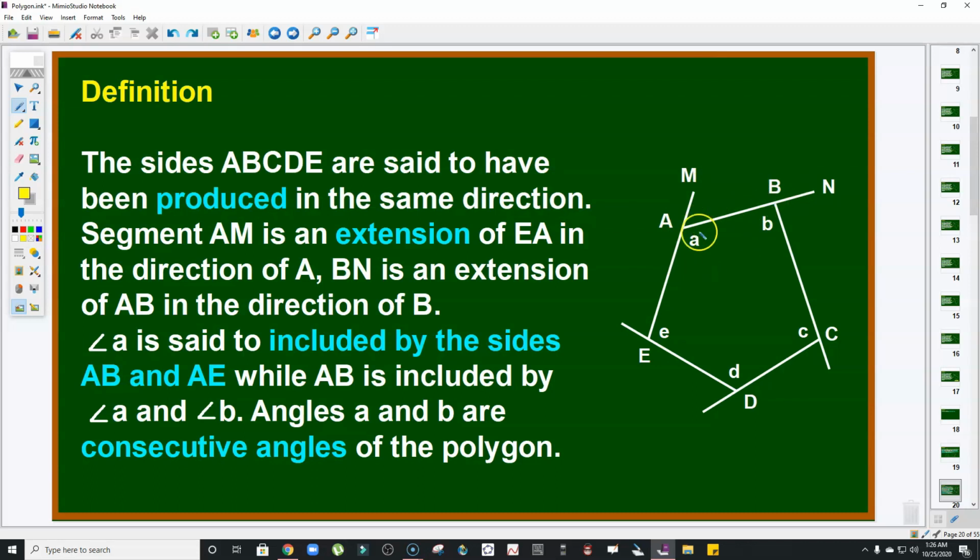So, angle A, this one, is said to be included by the sides AB and AE. See that? While AB is the included side by angles A and B. See that? Okay. Angles A and B are an example of consecutive angles of the polygon.